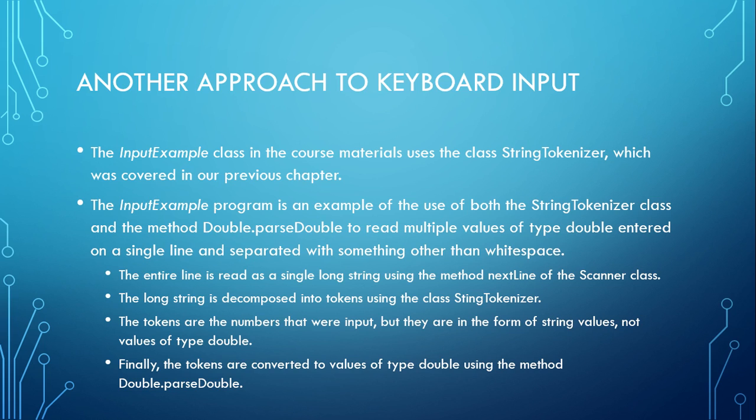The entire line is read as a single long string using the nextLine method in the Scanner class. The long string is then decomposed into tokens using StringTokenizer. The tokens are the numbers that were input, but they are string values, not values of type double. Finally, the tokens are converted into values of type double using the method Double.parseDouble.